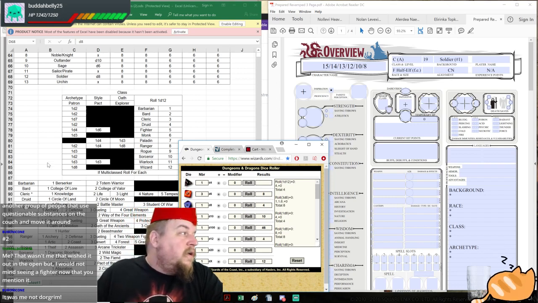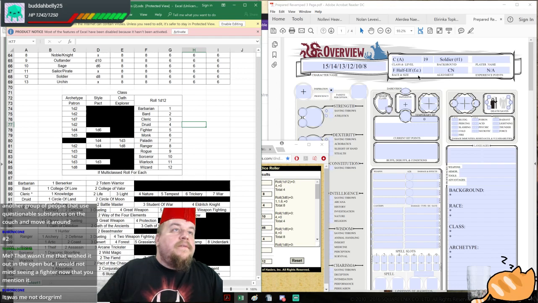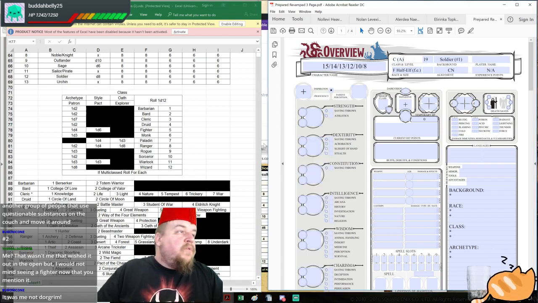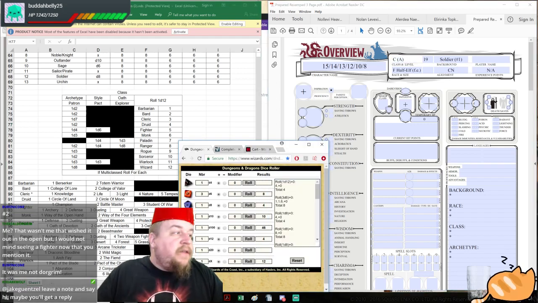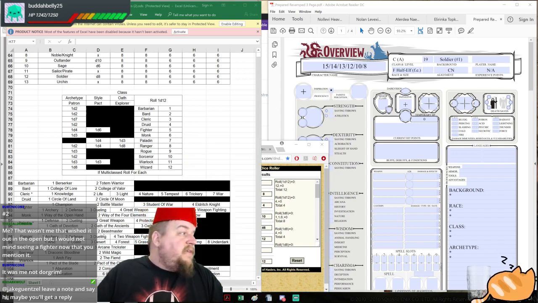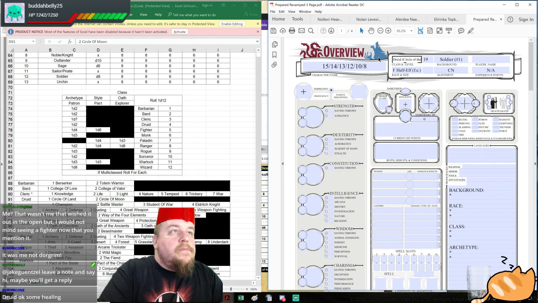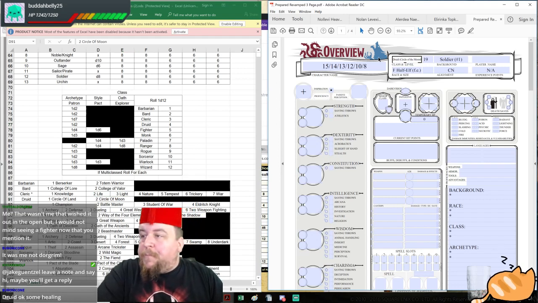Number 4. Number 4 is a druid. We're gonna roll this one more time to determine, is it a circle of the land? In other words, a very spellcasting heavy druid, or a circle of the moon, which is a shape-shifting focused druid. Evens, we rolled evens, and that is circle of the moon. There we go.